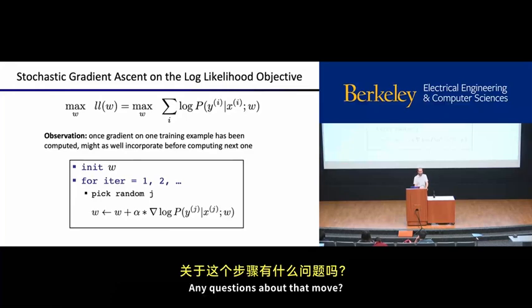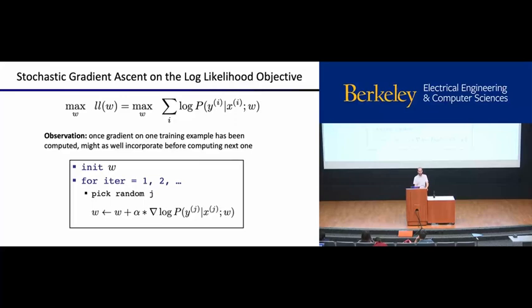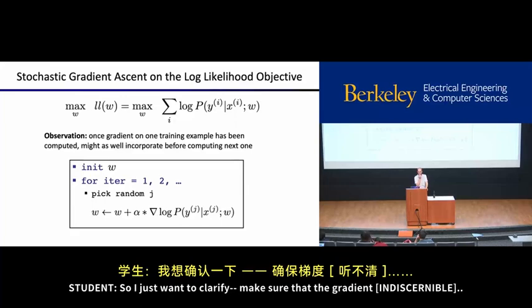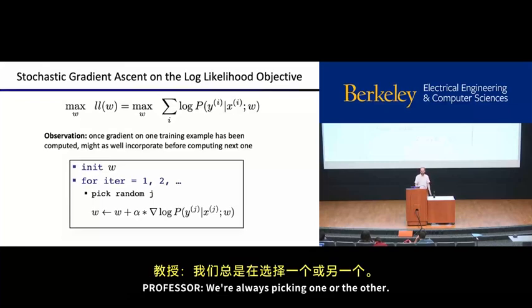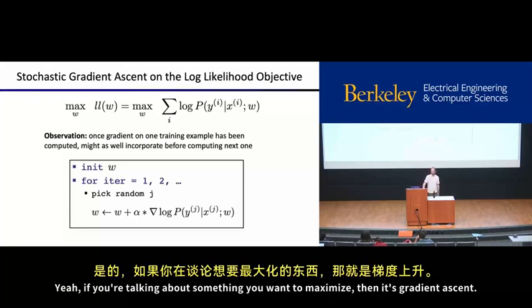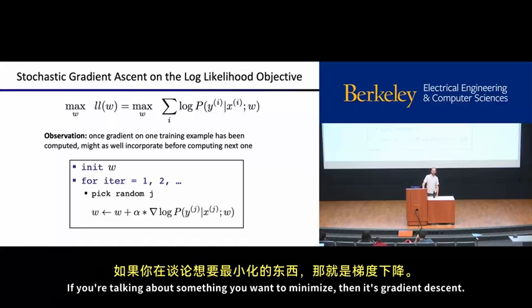Any questions about that move? Yeah. So I just want to clarify, when we choose this gradient, do we stick with ascent or descent, or do we mix between? We're always picking one or the other. And yeah, if you're talking about something you want to maximize, then it's gradient ascent. If you're talking about something you want to minimize, then it's gradient descent.